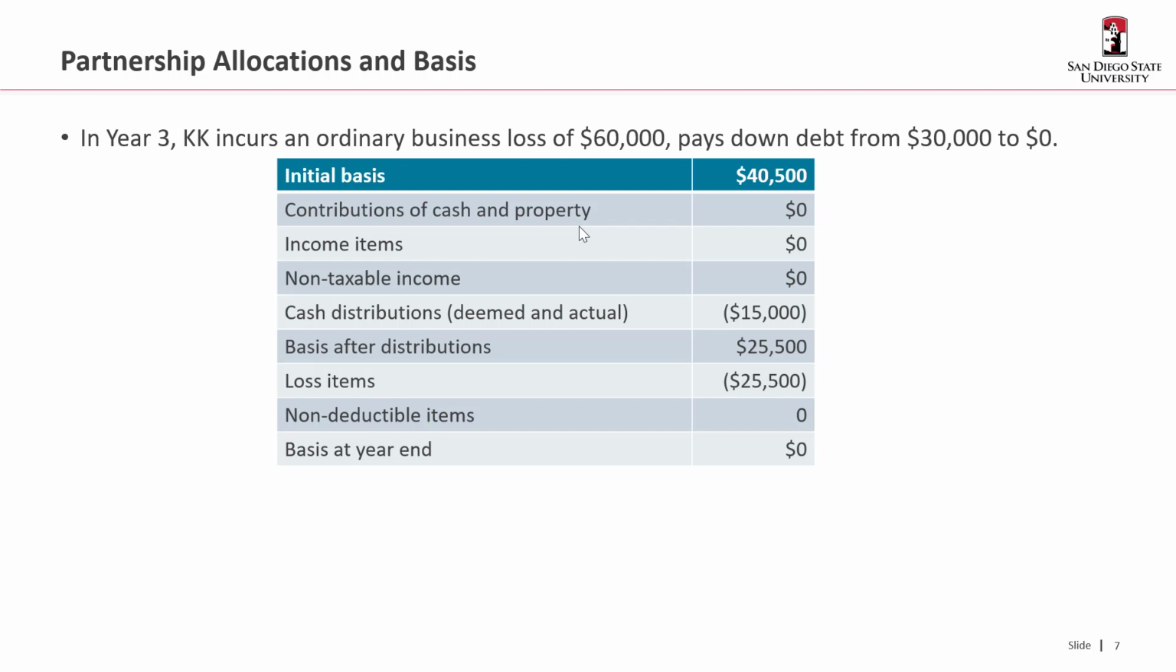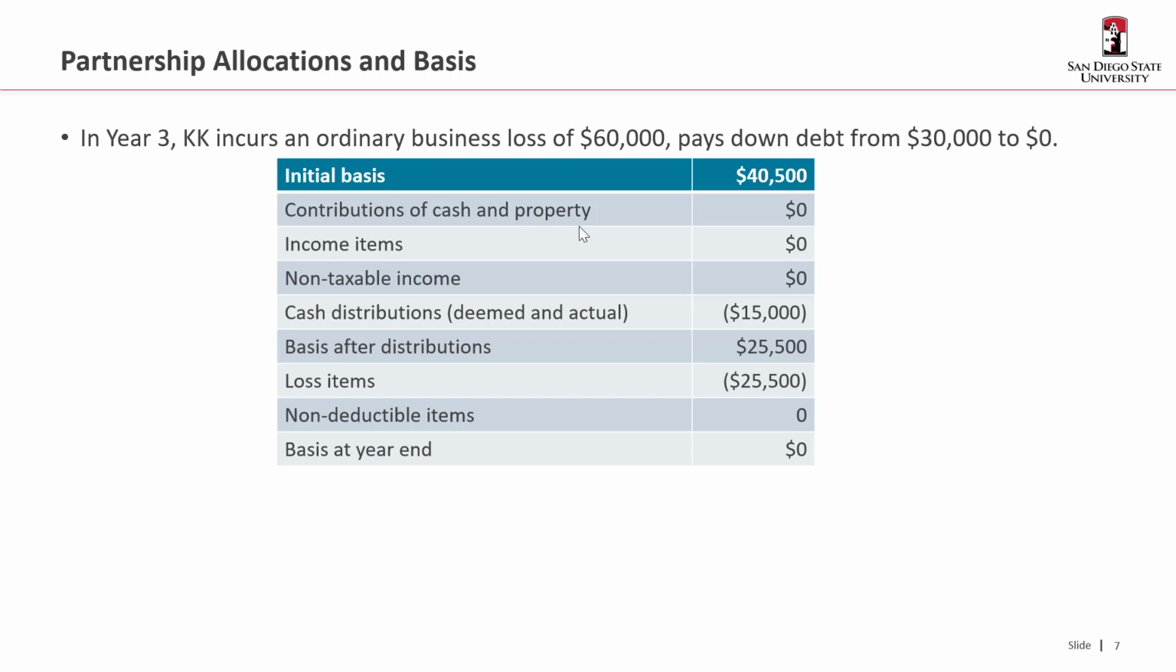In year 3, the Krusty Krab incurs an ordinary business loss of $60,000 and then pays down its debt from $30,000 down to 0, so pays off all its debt. The beginning basis is $40,500. Recall that's what we ended with from year 2. There are no contributions of cash. There are no income items. There's no non-taxable income. However, we did make a cash distribution of $15,000. So that is a deemed distribution. So our basis after distribution, notice that I've inserted a little subtotal here, is $25,500.